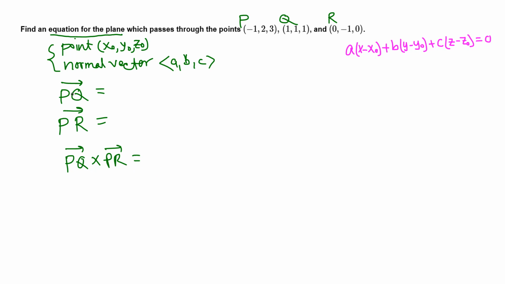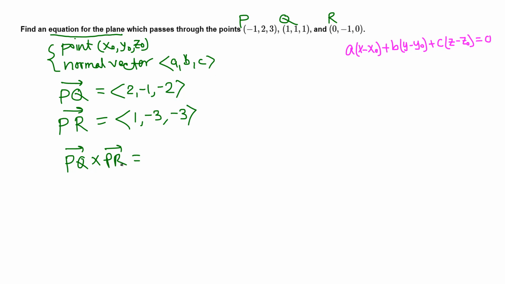So let's find PQ. PQ is just Q minus P, so this will be 1 minus negative 1, 2; 1 minus 2, negative 1; 1 minus 3, negative 2. PR: 0 minus negative 1, 1; negative 1 minus 2, negative 3; 0 minus 3, negative 3. Okay, we could have found QR as well, just 2 vectors using these 3 points.